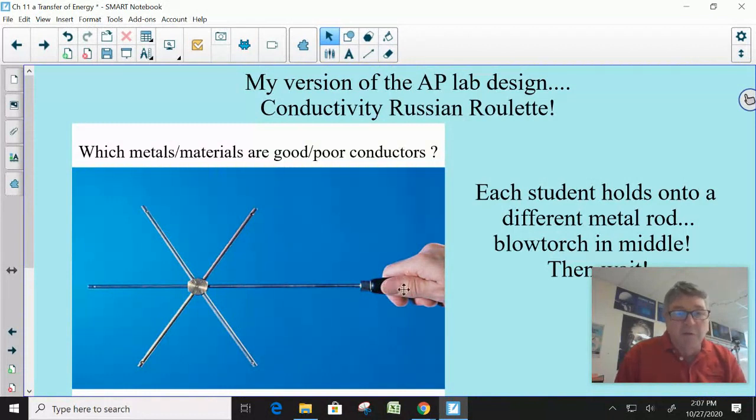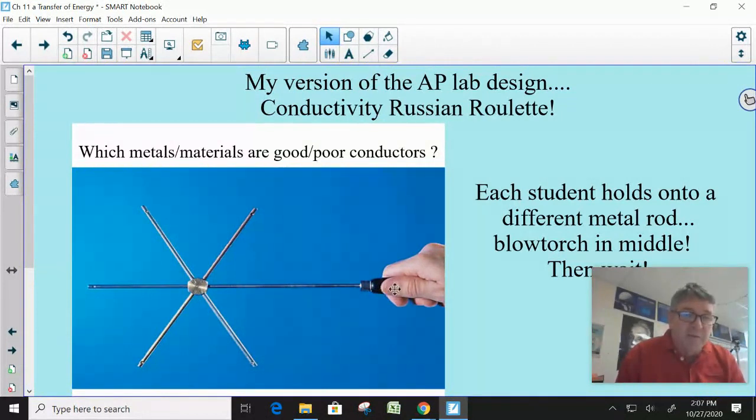And I, of course, would be holding the non-conducting plastic handle, but I had each of my students hold the metal rods with their bare hand, and then I take a blowtorch and heat the center here. Based on these different materials, the energy will conduct through as the rapidly moving molecules bump into other molecules. They'll transfer the energy.